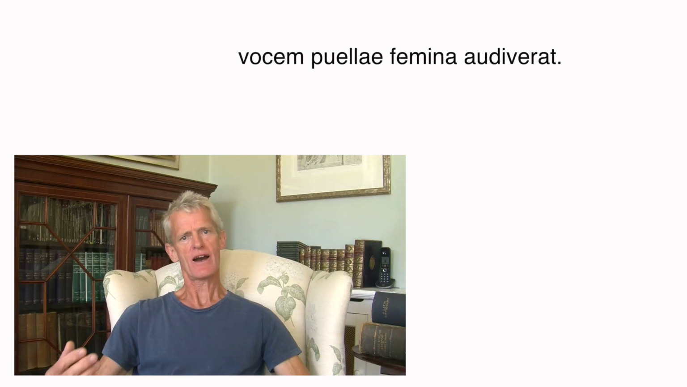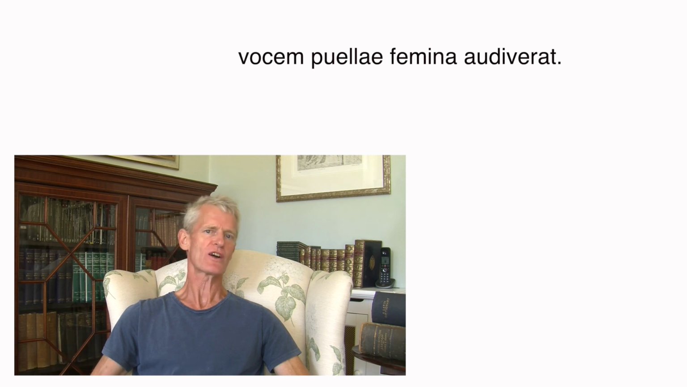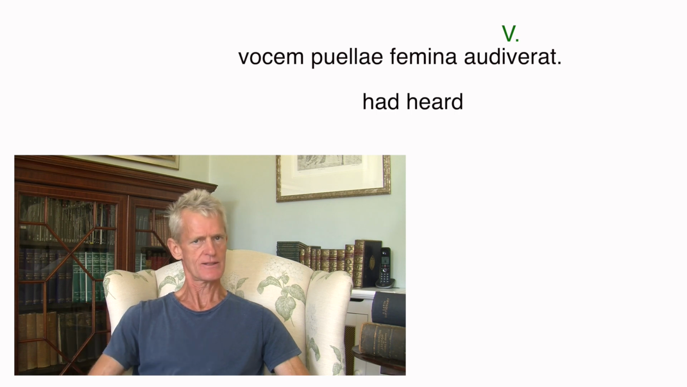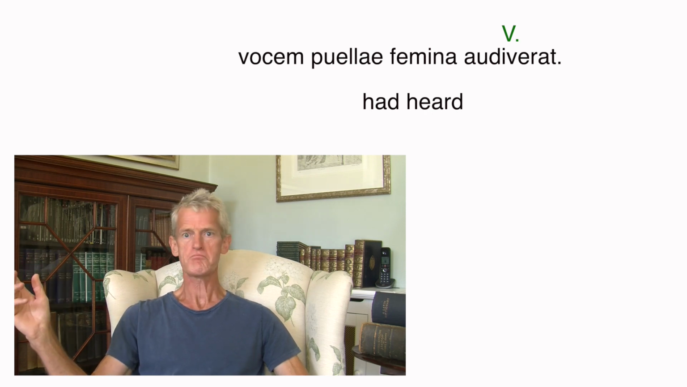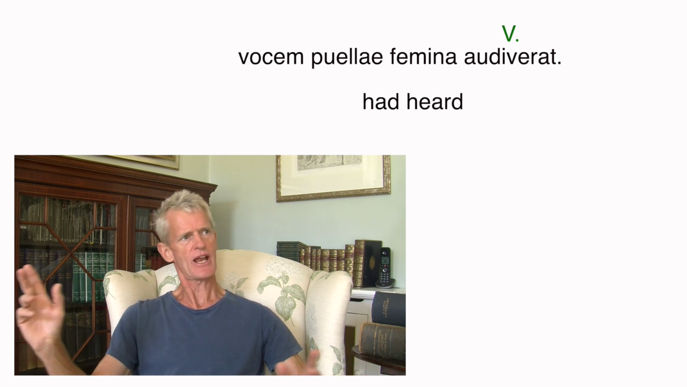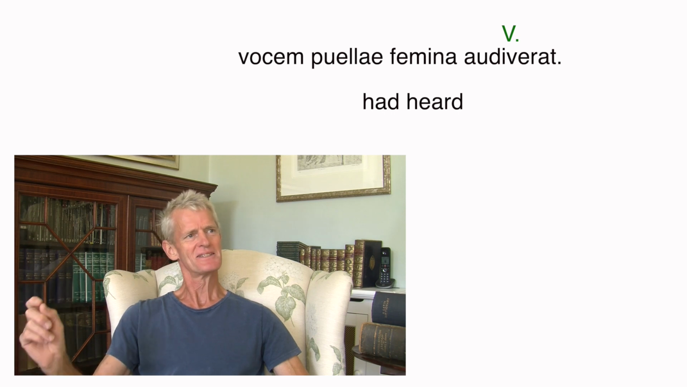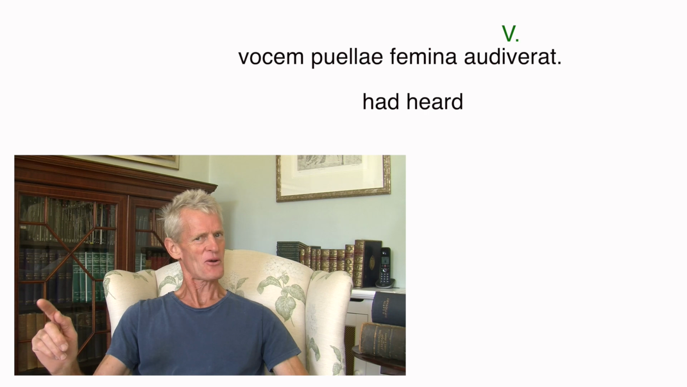Vocem puellae femina audiverat. Okay? Go to the verb first. Audiverat. That's the third person singular pluperfect tense of audio. So he, she, or it had heard. Now, who had heard? We're looking for a subject in the nominative case. We go to the beginning of the sentence, we find vocem, well, that's no good. And then just to check, we go down the track, puellae, that's no good. Femina, now femina, well, that's actually looking pretty much like a nominative singular.